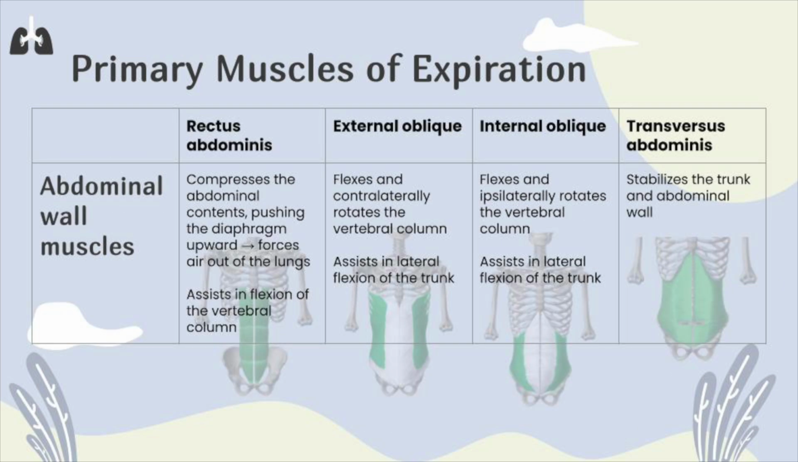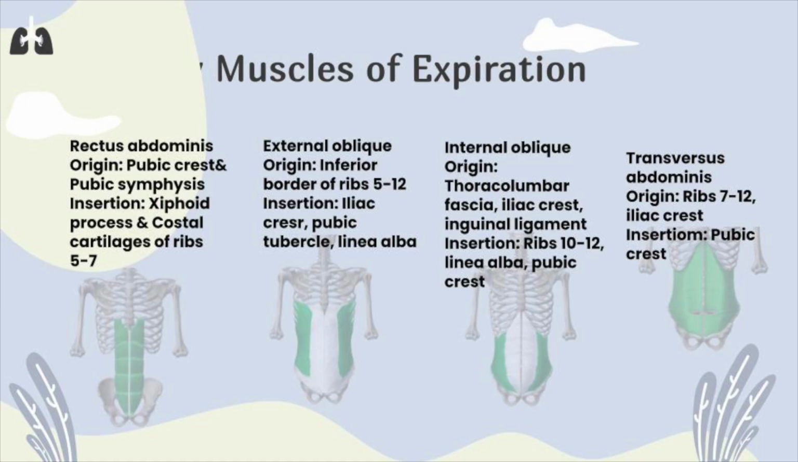The abdominal wall muscles push the diaphragm upwards and compress the abdominal cavity to decrease lung volume. The rectus abdominis is a long vertical muscle that flexes the trunk. When engaged, it pushes the abdominal contents up and against the diaphragm, reducing thoracic volume. The external oblique is the most superficial abdominal muscle, running downward and inward. It compresses the abdomen and lowers the rib cage.